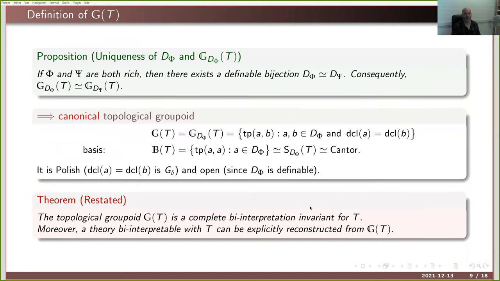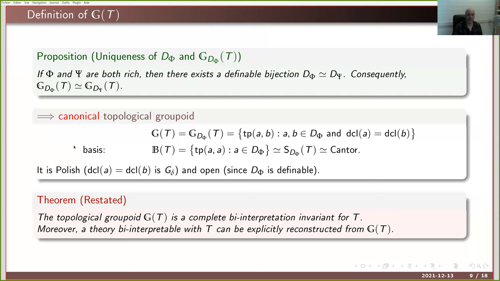Okay, so let's just accept it as a black box. If I have two rich sequences of formulas, then there is a definable bijection between the corresponding sets of codes for models. So there is really just one canonical set of codes for models for T. And now I define the groupoid for that set. So the groupoid for T is the groupoid of types of pairs of codes for models under this representation, but any other representation is isomorphic to it, that codes the same model. And the basis would be all types of a single member of this set. And since it is a type-definable family, it's a compact set. And actually, you can check that it is the Cantor set.